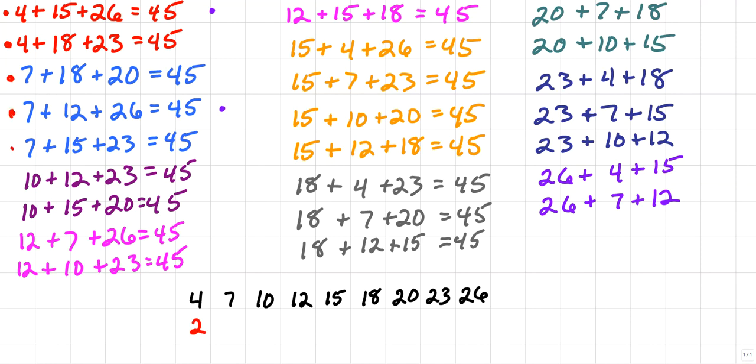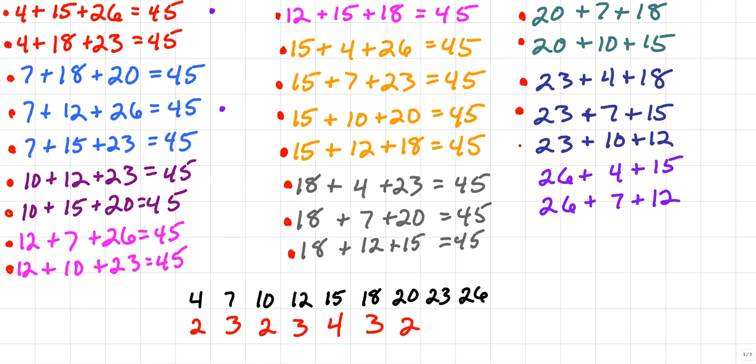What about 7? Well, that's 3 times. What about 10? That's 2 times. What about 12? That's 3 times. What about 15? Well, that's going to be 4 times. 18 occurs 3 times. 20 occurs twice. 23 occurs 3 times. And then 26 occurs twice.